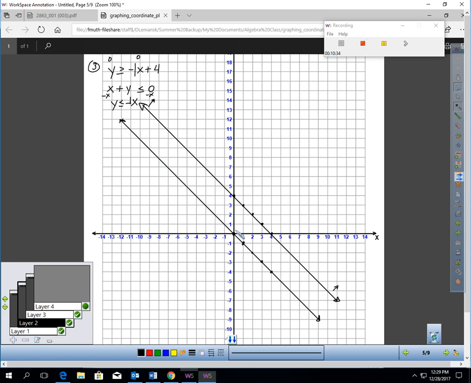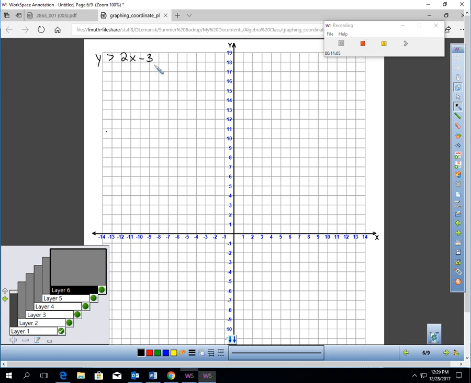Now let's try, I can't test 0, 0 here. It's on the line. Let's try 1, 0. If I put a 1 in for x and a 0 in for y, I get a false statement again. I get 0 less than or equal to negative 1, which means for this line I should be shading over here. Do you notice how if I'm shading this way for this and I'm shading this way for that, I have no common shading. This problem has no solution to it.